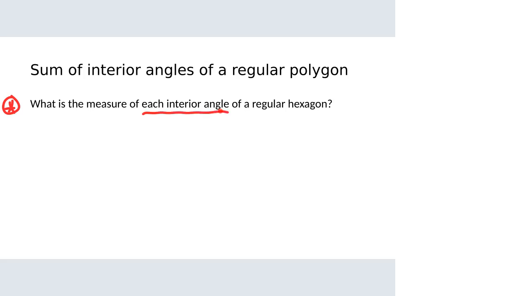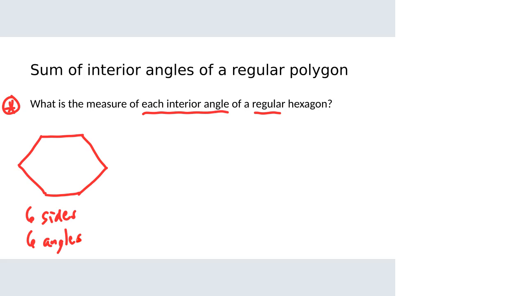Wait a minute now, each interior angle, we didn't do that. We just found the sum of them all. Well, that's okay. We know it's regular, so we know they're all the same as each other. Okay, so this is a regular hexagon. Again, my drawing won't be perfect. It's okay. It's just a sketch. There's my regular hexagon. A hexagon has 6 sides, which means it has 6 angles. And what I want to know is, if I have a regular hexagon here, how big is each one of those angles? That's the question we're being asked.